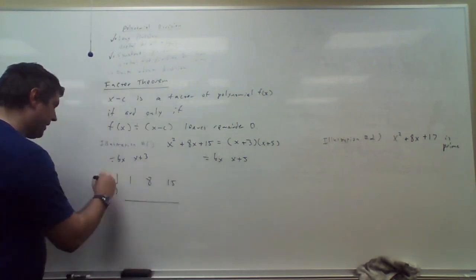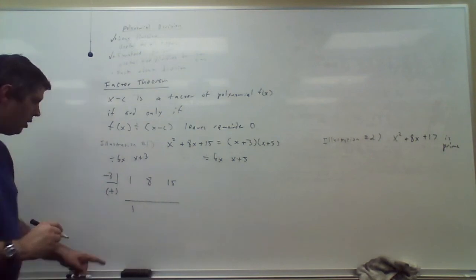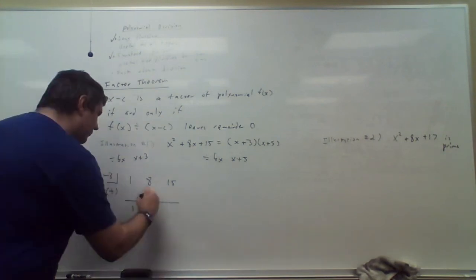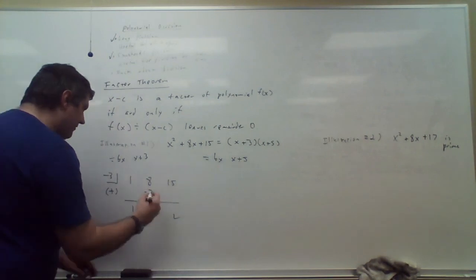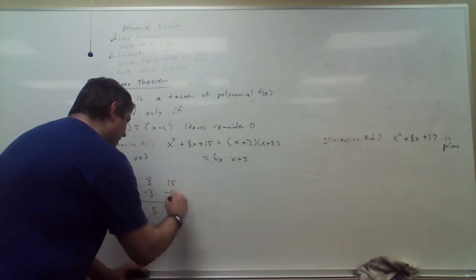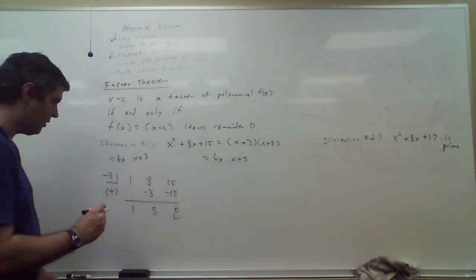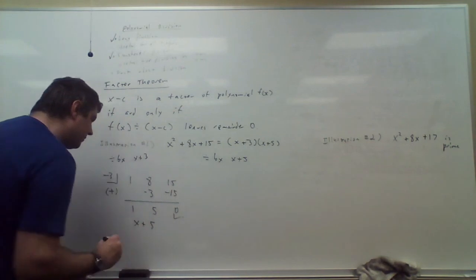The opposite of 3 is -3, which leaves me 1. 1 times -3 is -3. That's 5. -3 times 5 is -15. That's 0. And the quotient is x plus 5. Okay?